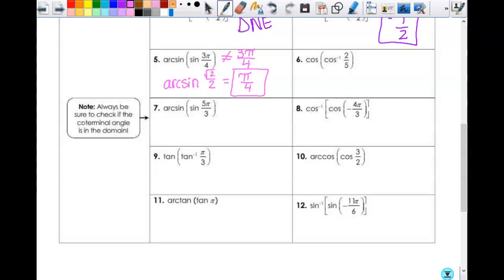All right, so now let's look at number 6. I want the cosine of the cosine inverse of 2/5. Does that equal 2/5? Yes, because that 2/5 has to be between what 2 numbers? Negative 1 and 1. And it is, so I'm good. It is 2/5.